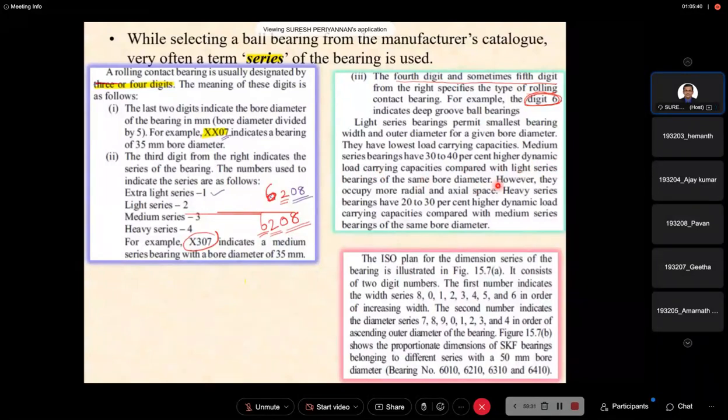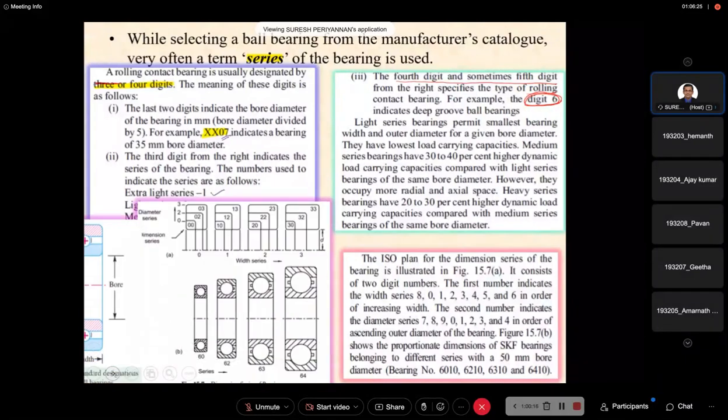Okay, medium series. However, it occupies more radial space. Now, when we are going for medium series, the size of the bearings is also a little higher, bigger as compared to light series. Similarly, going to the heavy series bearing, it will have 20 to 30% more dynamic load carrying capacity as compared to medium series bearing. And when we are going for heavy series, the bearing size is also going to be high. The width of the bearing is going to be high, and the diameter of the bearing is also going to be high. Now, some of the figures we'll see, then I close the meeting.